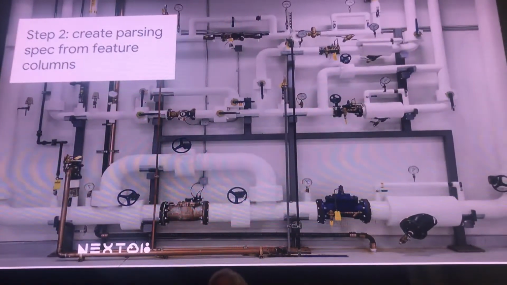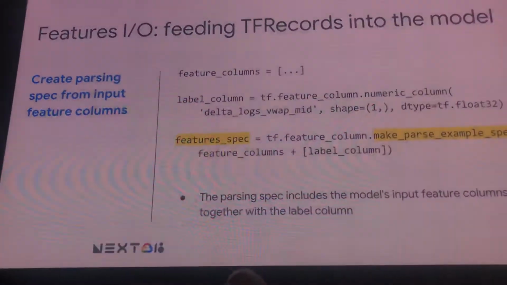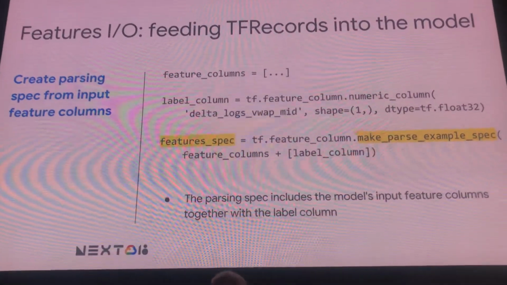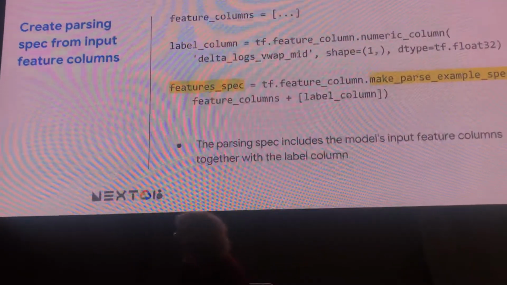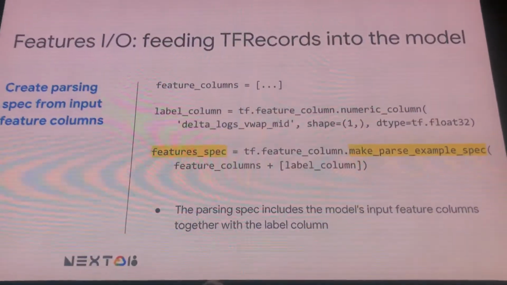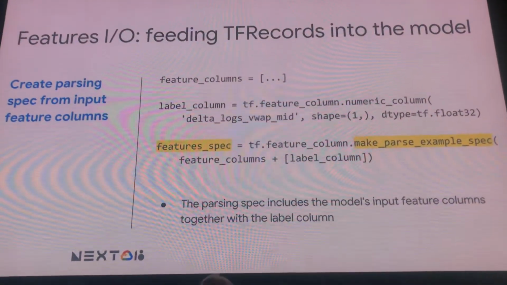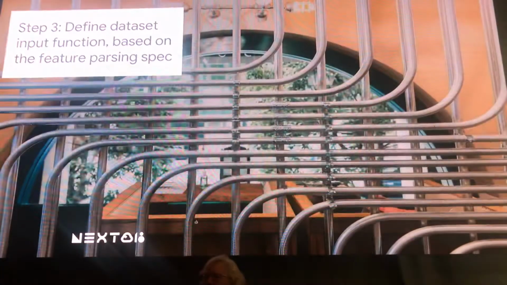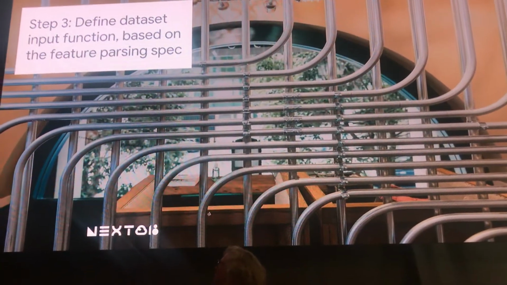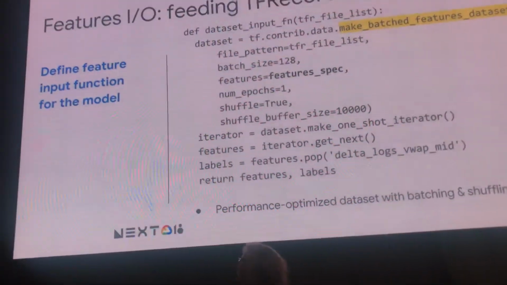Okay, step 2 here is creating the parsing spec, and this is very easy to do with a function called makeParseExample_spec. You pass this list of feature specifications to this function, and it gives you a feature spec that we can use in the input function, which is the next step. We're going to define the input function in the next couple of slides. Let's see what we're doing here.